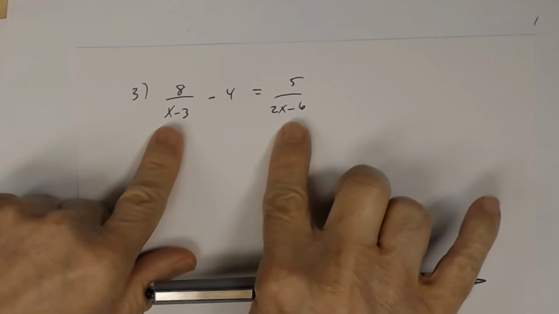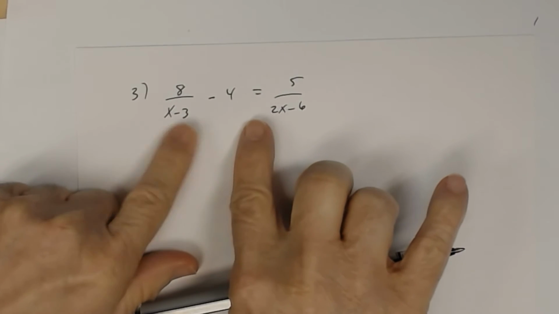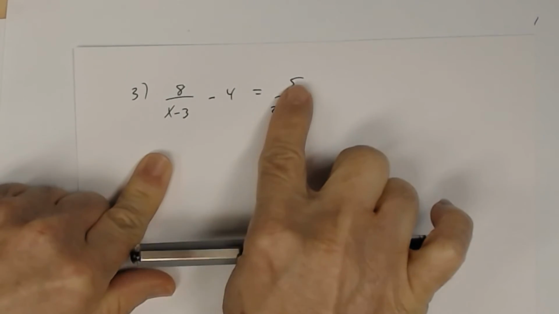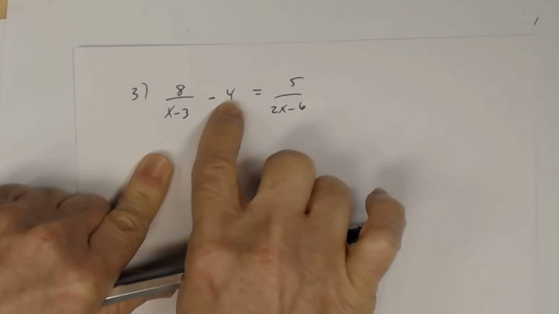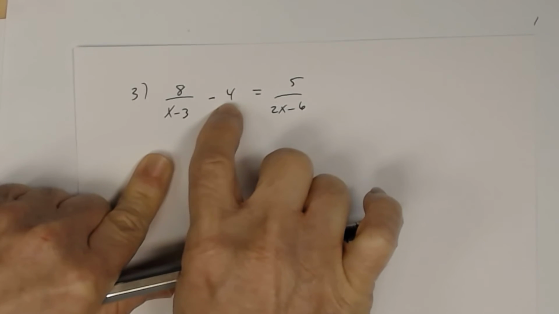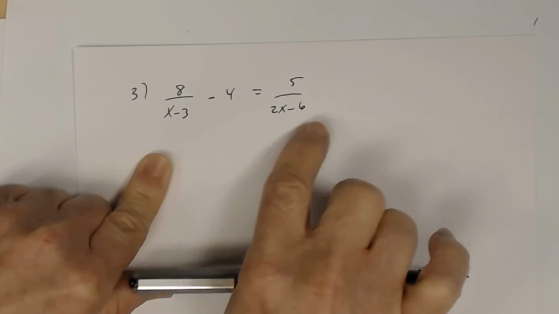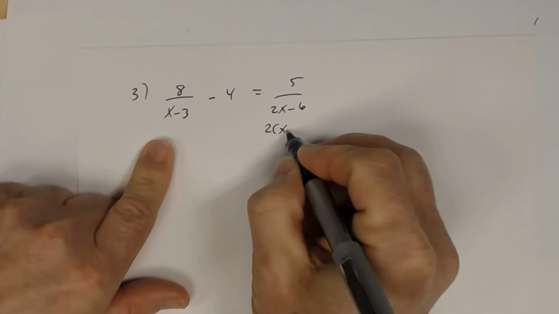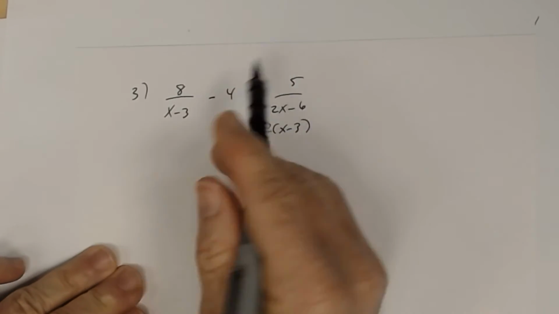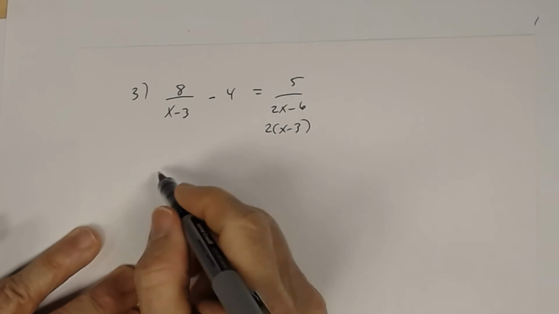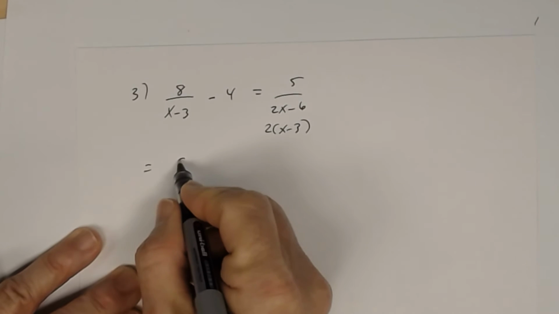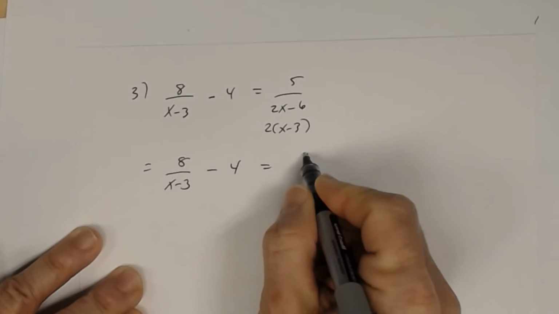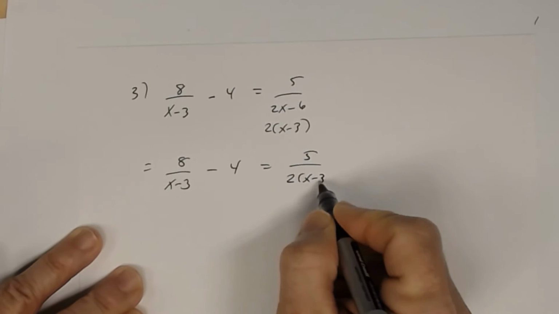You have variables in the denominator. So you have 3 rational expressions. You have this one, you have this one, you have this one. Here, though, remember that's the same thing as saying subtract 4 divided by 1. So just keep that in mind. The only one I can factor is this one. So let's go ahead and factor out a 2, and this is what I have. Now we're going to go ahead and rewrite this over using factored form. So I get 8 divided by x minus 3 minus 4 equal 5 divided by 2 times x minus 3.